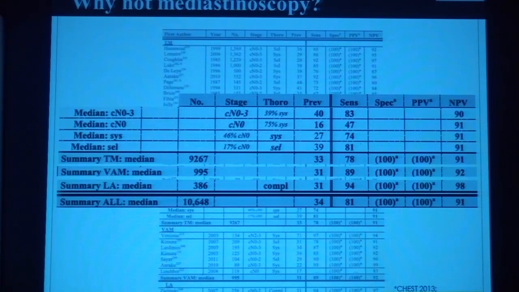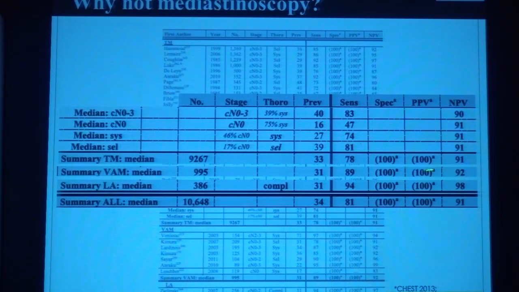Basically, we need general anesthesia. The method is invasive, and of course, it consumes a lot of resources. It's more expensive than EBUS TBNA, and most probably it's not so accurate. The classic mediastinoscopy has a negative predictive value of 91%.